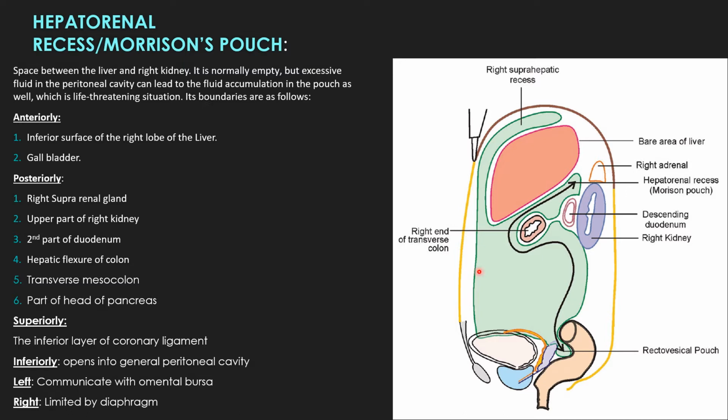So students, this hepatorenal recess over here, you see the arrow, is showing the hepatorenal recess. This is the sagittal section of the liver and the right lobe of the liver, and this shows a potential space between the right lobe of the liver and the right kidney. This is the hepatorenal recess, also known as the Morrison's pouch, because it was named after the anatomist Rutherford Morrison.